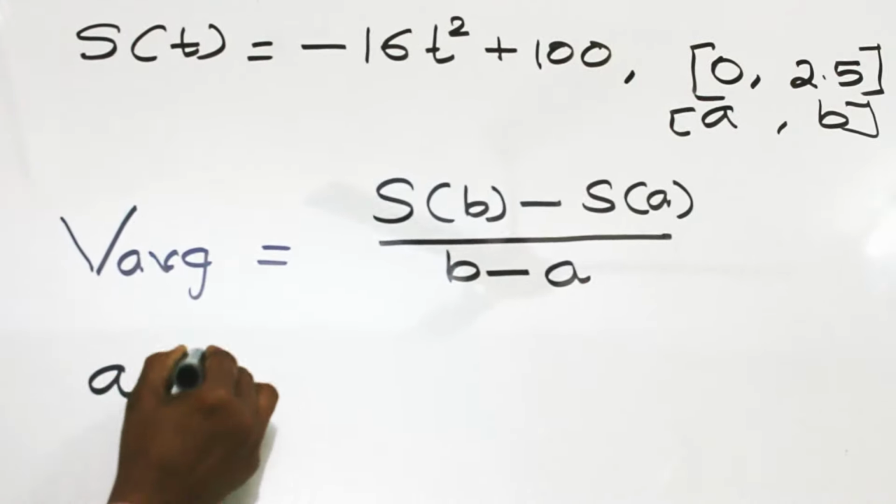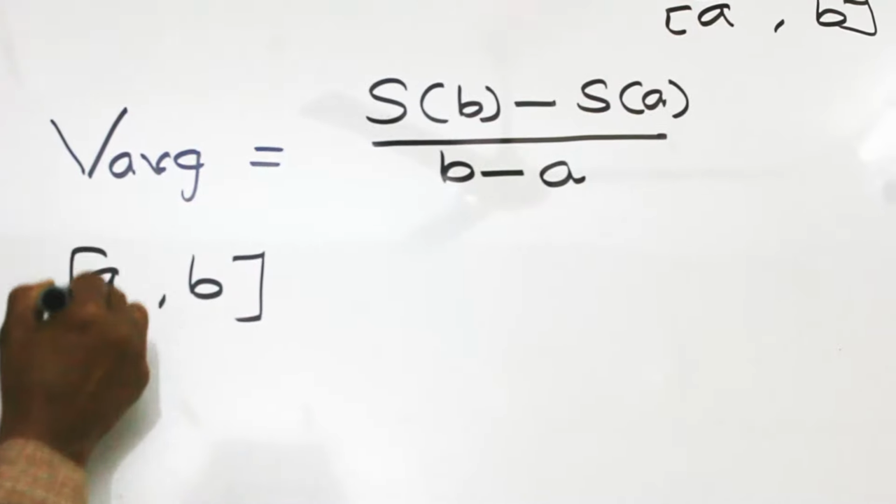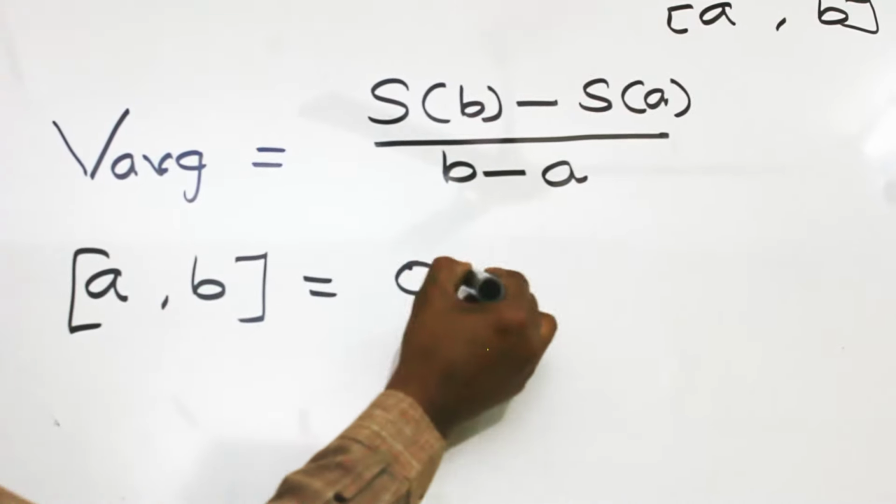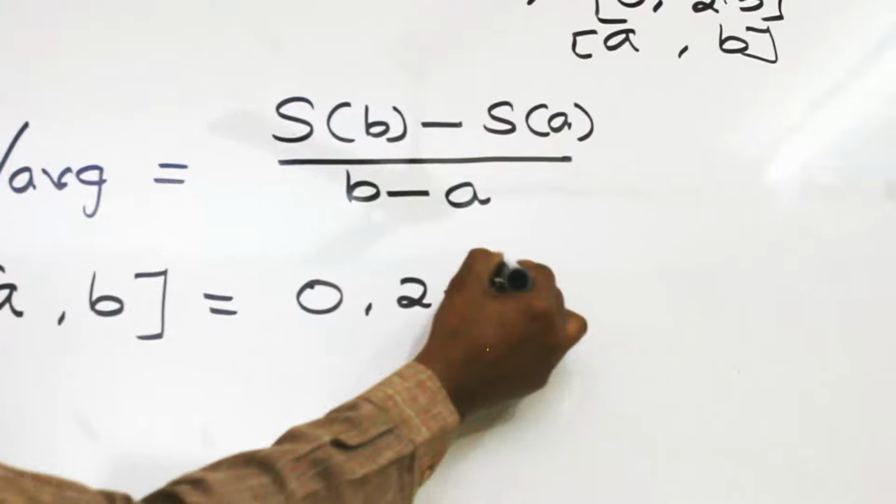So it can be written like this: the time interval AB is equal to 0 to 2.5.